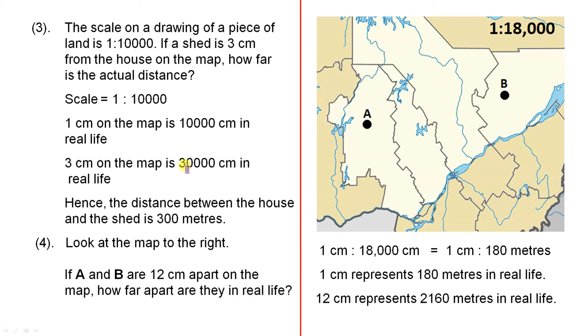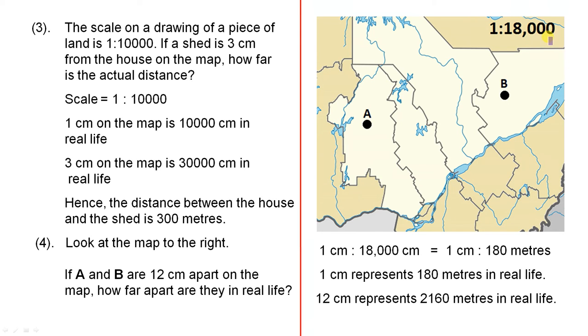Of course, all you do is divide that by 100 to change it to metres, and that gives you 300 metres. Look at the map to the right, that's this one here. If A and B are 12 centimetres apart on the map, how far apart are they in real life? We notice on the map the scale is 1 is to 18,000.